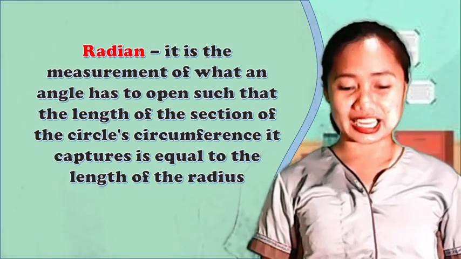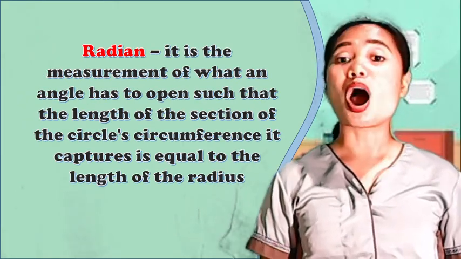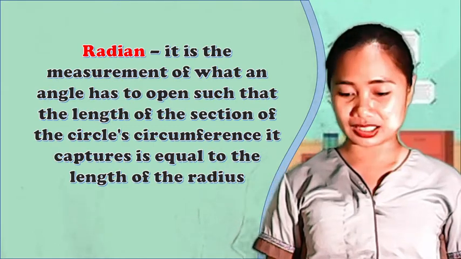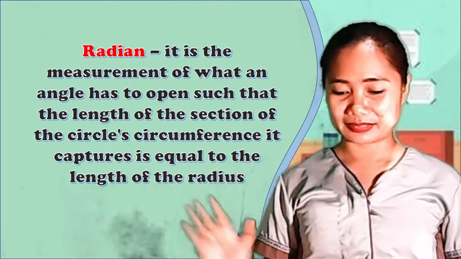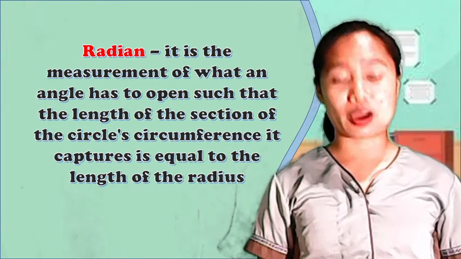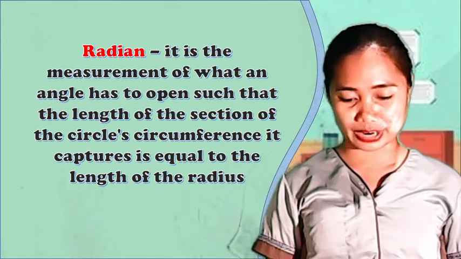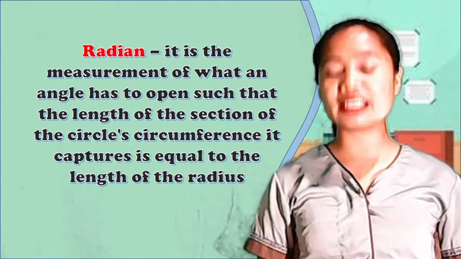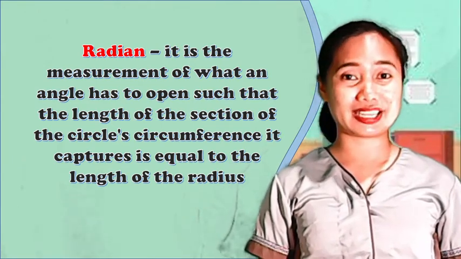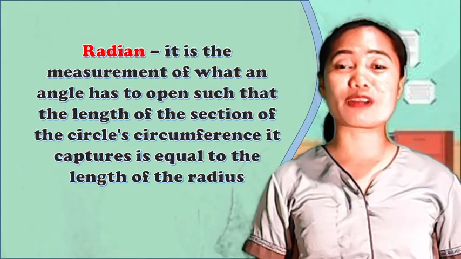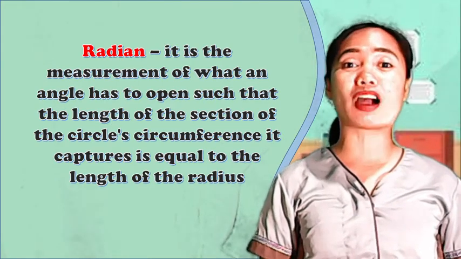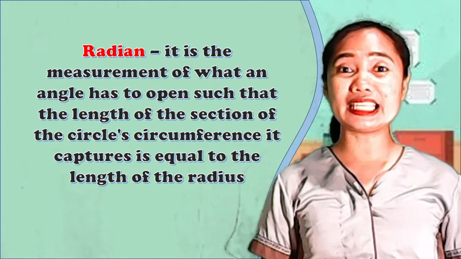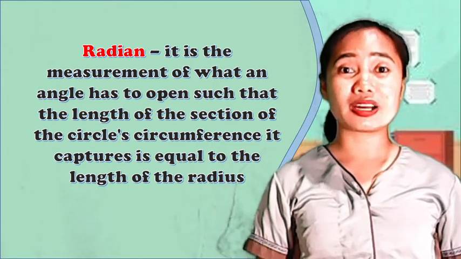However, the radian is referred to as the measurement of how wide an angle has to open, such that the length of the section of the circle's circumference it captures is equal to the length of the radius. This definition is very important, especially when we are deriving the formula in converting degrees to radians. Let's proceed now to our first activity. We have here our guide questions.